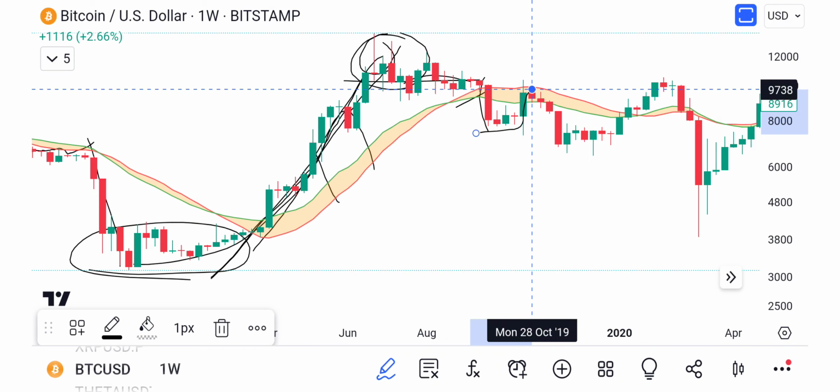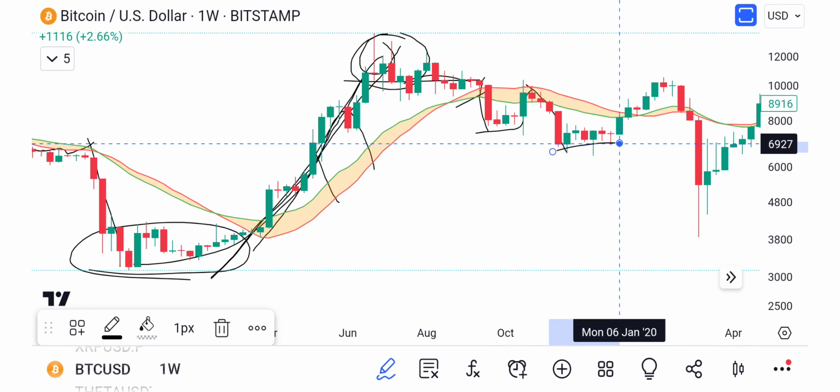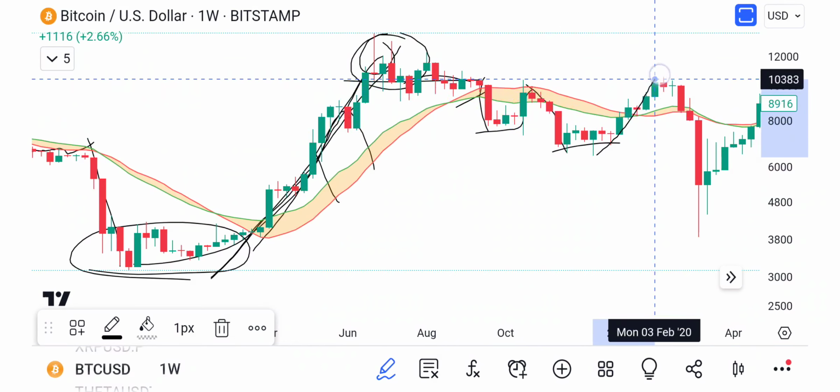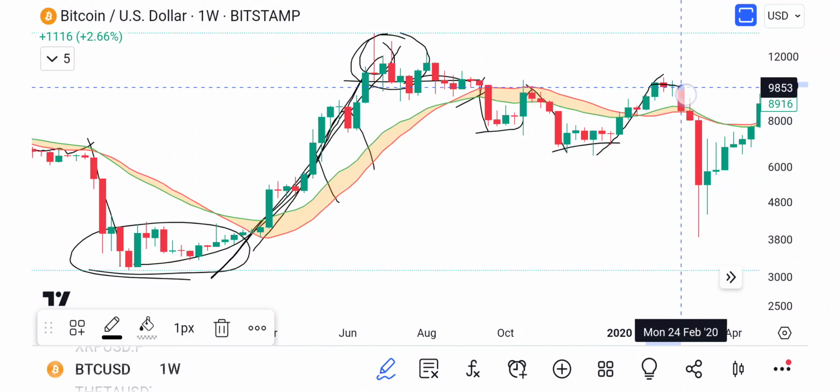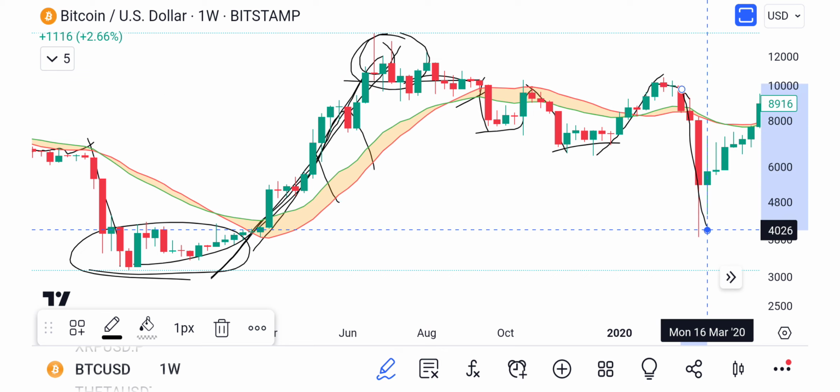Then you come up, you test it as resistance. You come back down, you go sideways again, and look at this. You actually break above it. But obviously, you know, you had that COVID event, right? The Black Swan event, that massive liquidation event, which, you know, obviously took out everything. I mean, look at everything, the stock market, gold, right? Everything. Boom, went to the downside.